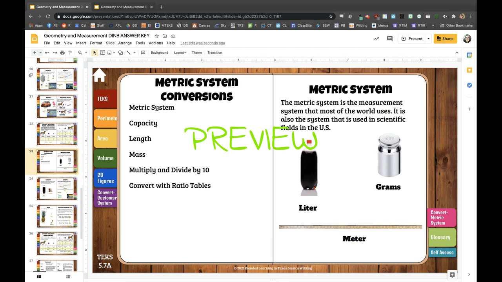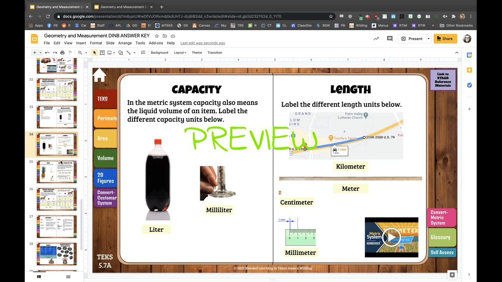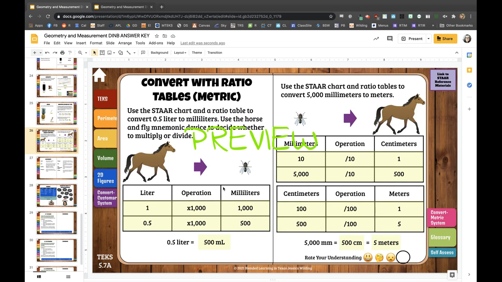Then for the metric system, a little blurb on what the metric system is, a page on capacity and length, a page on mass, reminders or review of multiplying and dividing by 10, which of course they need to do when converting within the metric system, and then 2 example converting problems.